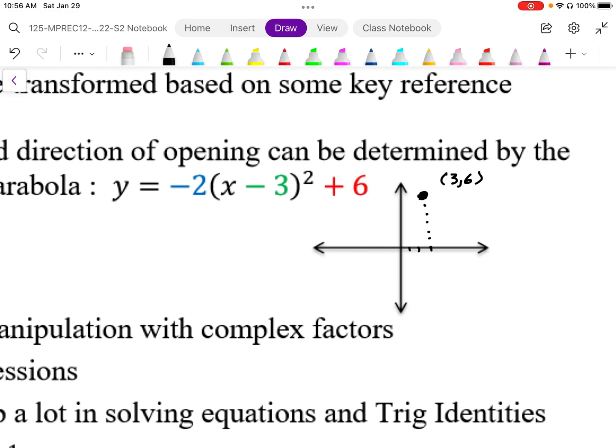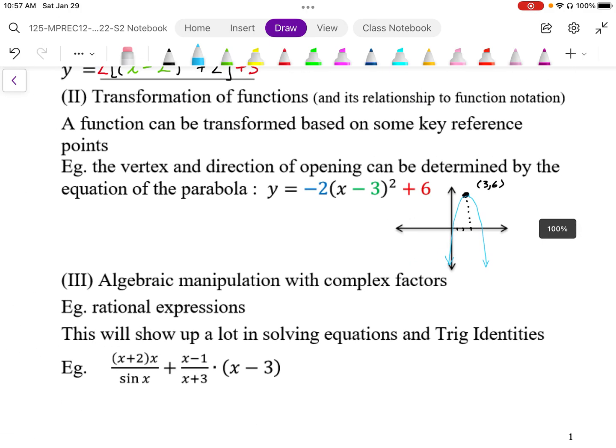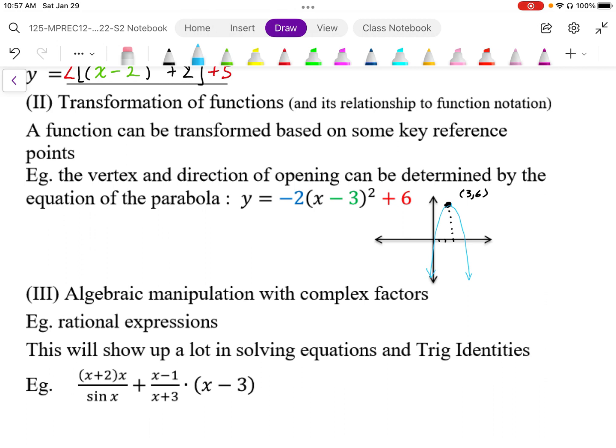Now, this essentially is a transformation. We've moved 3 to the right, 6 up. We also have this factor in front, the negative 2, which indicates that it's going to be upside down with a vertical expansion. And we know that then the graph is going to be shaped something like this. So these transformation effects of shifting up and down, left and right, and flipping and expanding are things that we want to make sure that we are aware of.